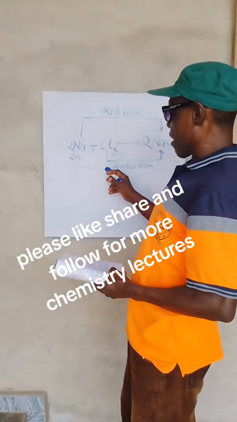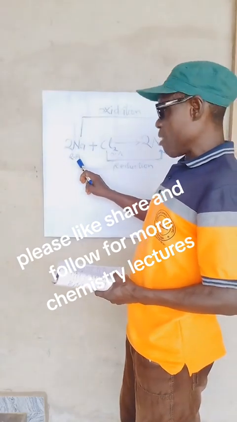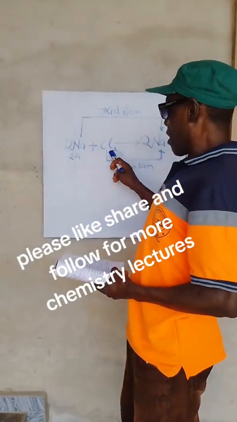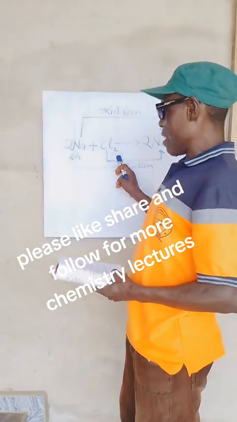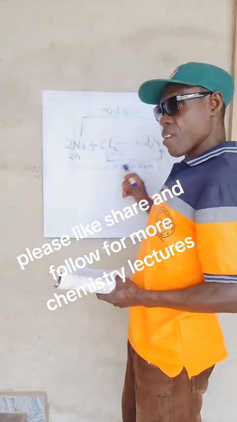Now, as it's here now, look at it. Sodium is now the reducing agent. It becomes oxidized here as sodium chloride. Now, chlorine here is the oxidizing agent. It becomes reduced here as what? Sodium chloride.